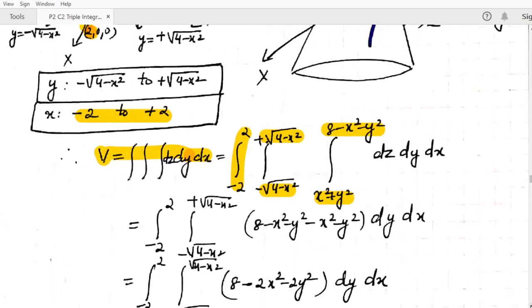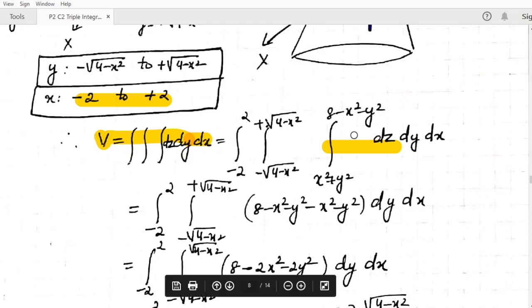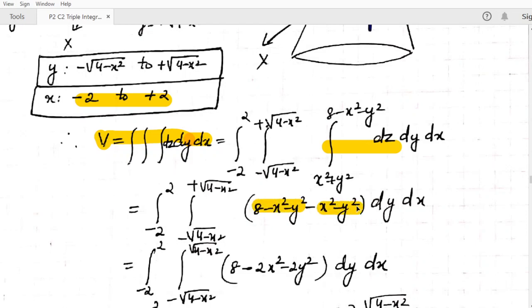Now we will be evaluating this triple integral. First we have to integrate with respect to z. So we get the integral of dz from x square plus y square to 8 minus x square minus y square is z, and putting the upper limit minus lower limit, we get 8 minus x square minus y square minus x square minus y square, dy dx.